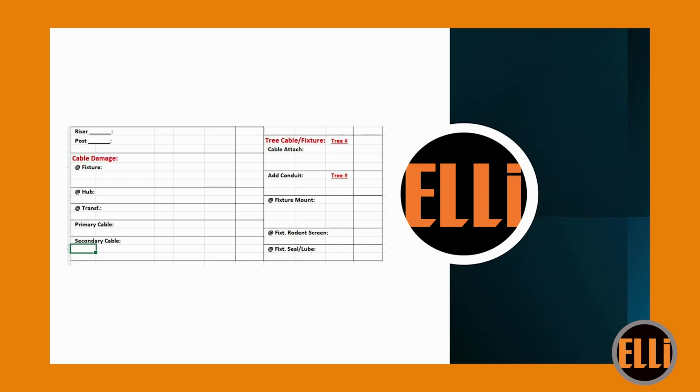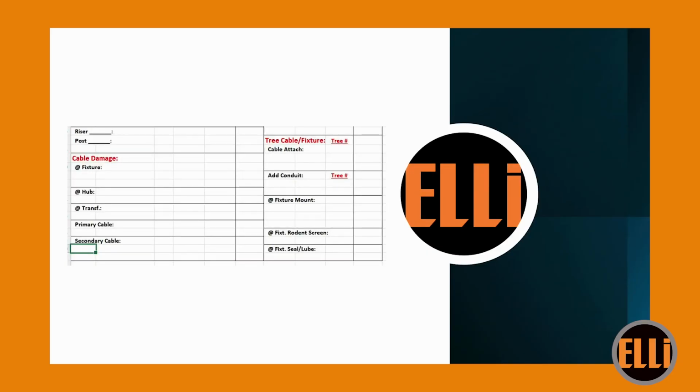Because sometimes you can't document that on the as-built plan, but you need to say, hey, there's cable damage located at the fixture at number 22, right? Or at the transformer number 3 location. So this will help to identify it as it's referenced to the as-built plan. Okay, and same thing on the right side there, tree cable / fixture. What this is to discuss is primarily just what lights are up in trees.